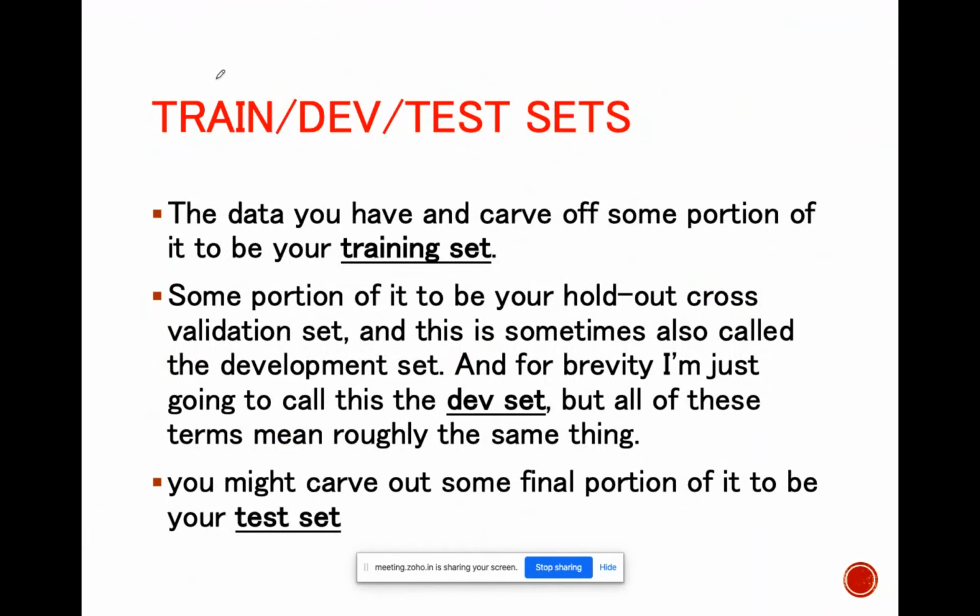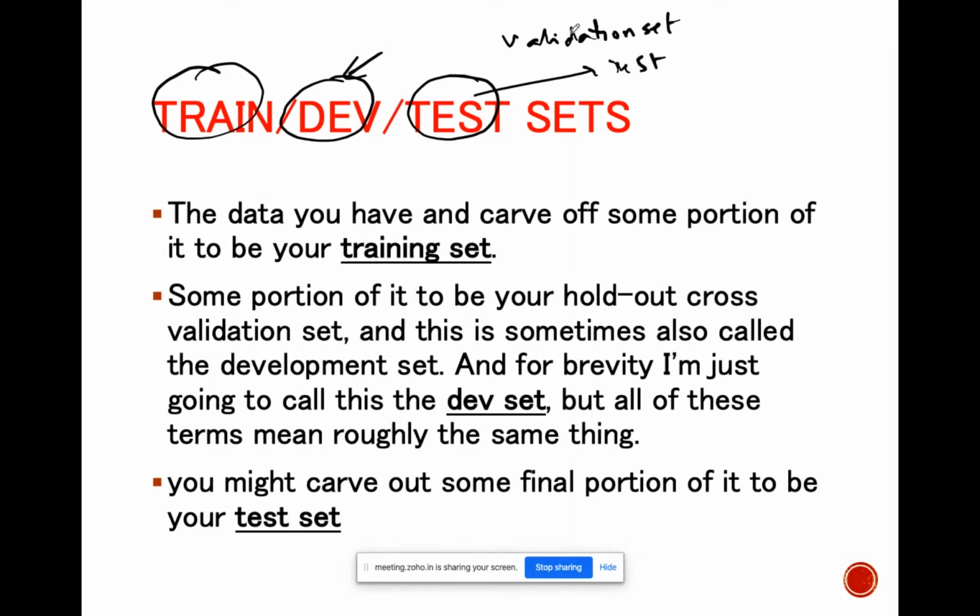So we are going to talk about training data, dev data, and test data. The development set is also called a validation set, and this is called the test set. Broadly, our data is going to be classified into 3 areas, not 2: train, development or validation, and test.